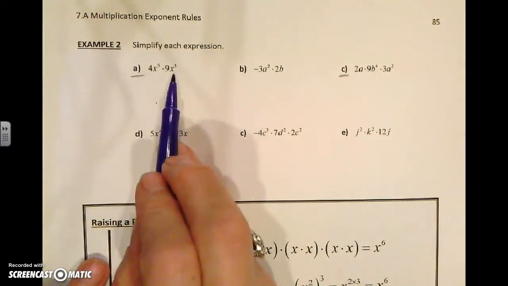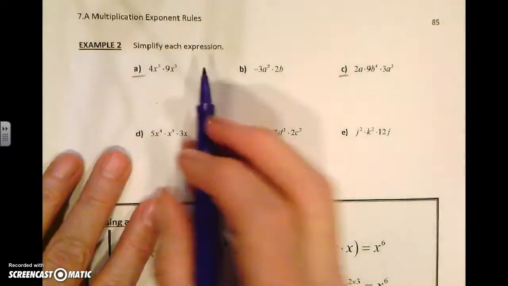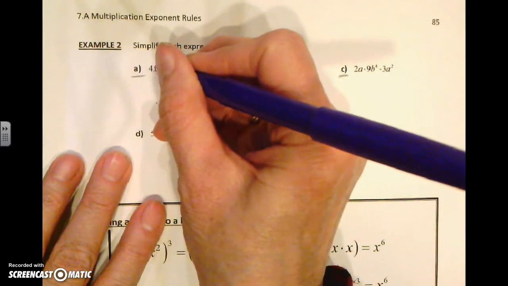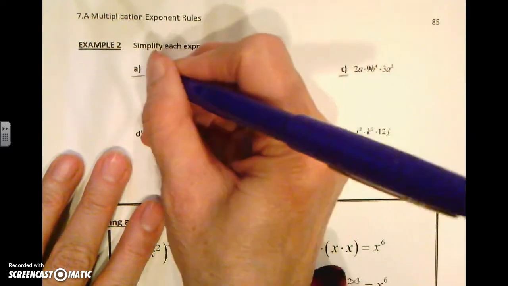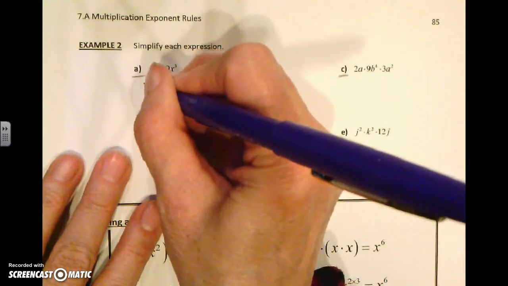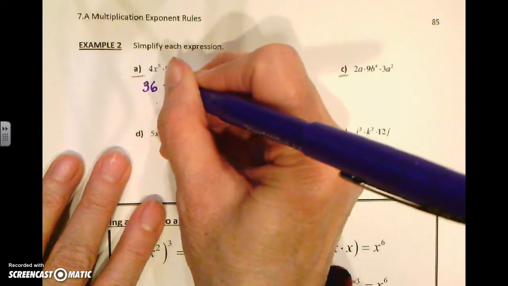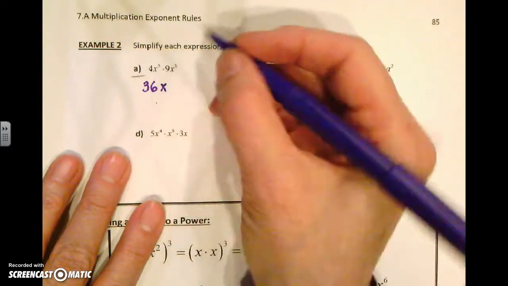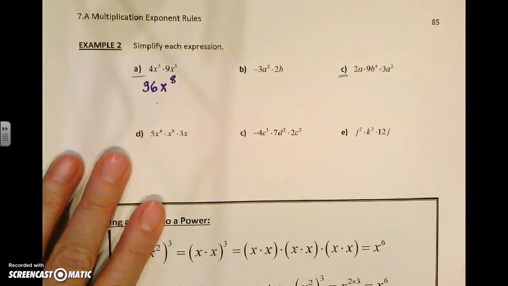All right, so we have a multiplication of 2 powers here. They have some coefficients, and we're going to multiply their coefficients. Again, it's like 4 times x to the 5th times 9 times x to the 3rd. So I'm going to multiply the 4 times 9 and get 36. Then I'm going to multiply my x's. And when I do that, I keep the same base and I add my exponents. So 5 plus 3 is 8.